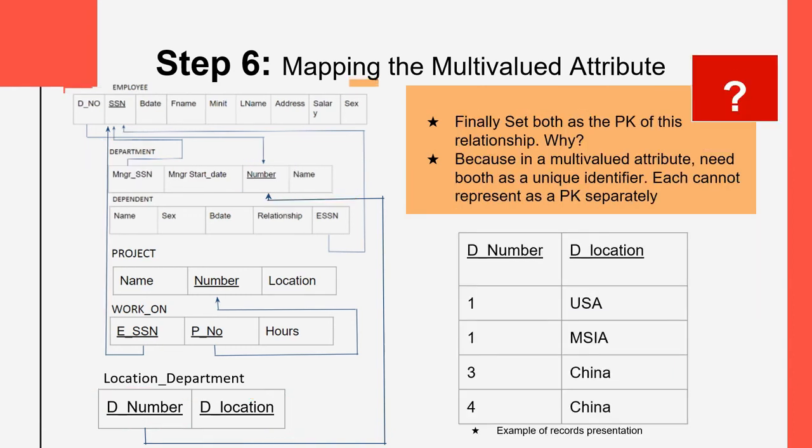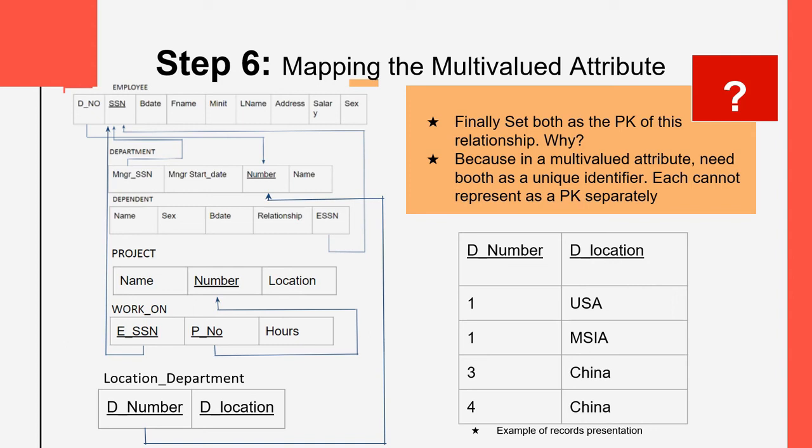So the situation is the same as the M to N, where we have to set both of them as a primary key because they are a multi-value attribute, which means at the location there can be multiple departments at many locations.